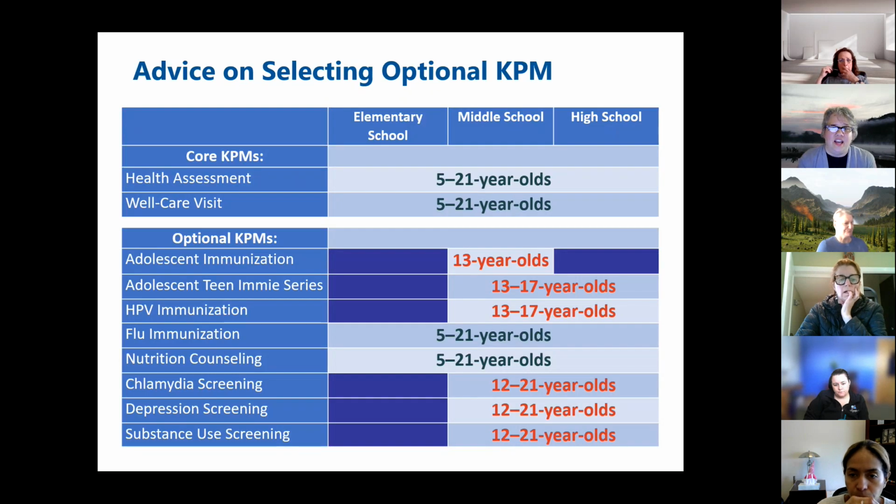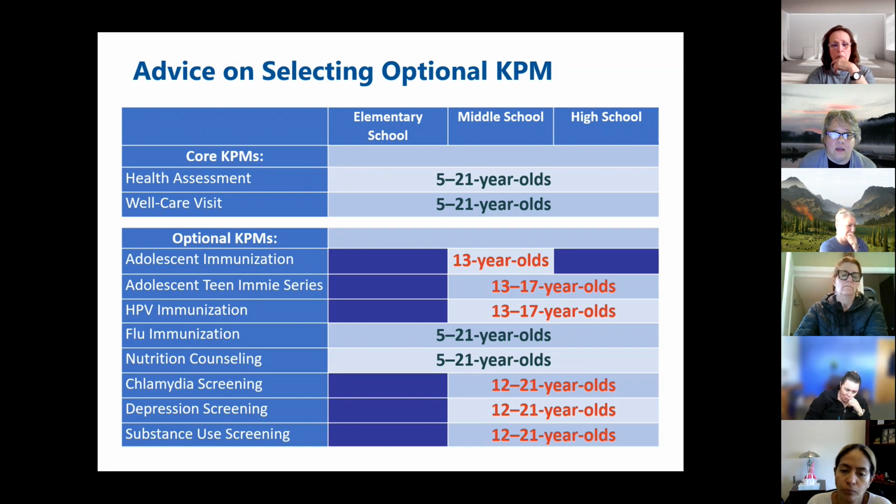And so here it is. Okay, so this is, I think, a nice visual representation for the age ranges for the different KPMs. And most importantly, I want you to look at the optional ones. So for the health assessment and the well visit, it's all clients 5 to 21. And then as you can see going down, one adolescent immunization series, the Tdap and meningococcal, is just for 13-year-olds. And then you see some other ones are for 13 to 17-year-olds. There are 2 optional KPMs for the full 5 to 21 year range, and that's flu immunization and nutrition counseling.